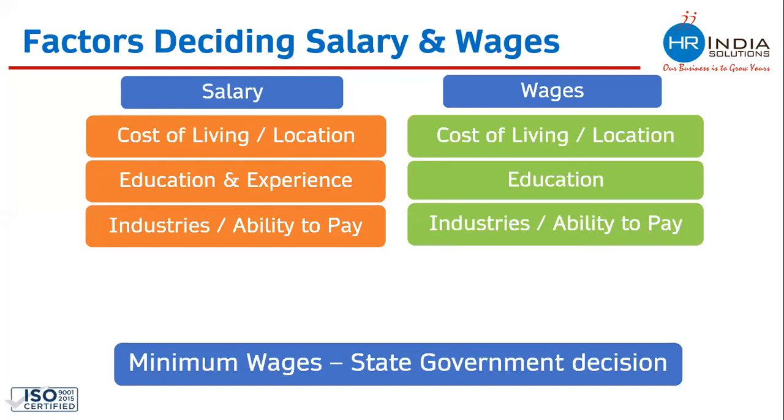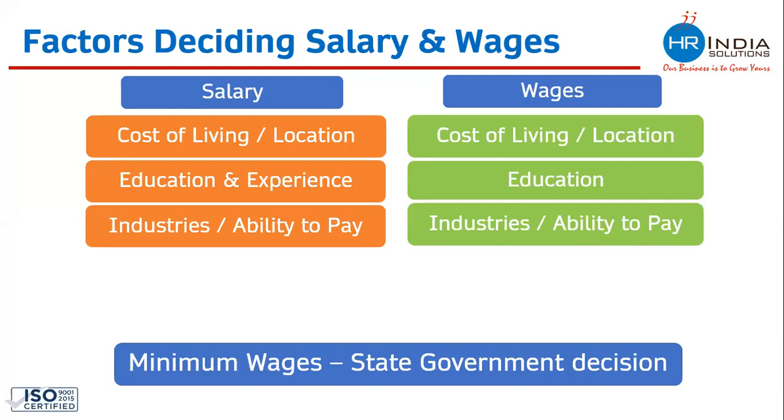Industries or ability to pay. When I'm saying industries or ability to pay, I'm referring to the fact that there are many industries which are not doing that great. Industries like carpet making company, jute making company, tea garden, to some extent manufacturing company, and to some extent textile industries. These industries are not doing that great in comparison to industries like telecom, healthcare, retail, and banking. So you will see that salaries and wages are different in different industries.